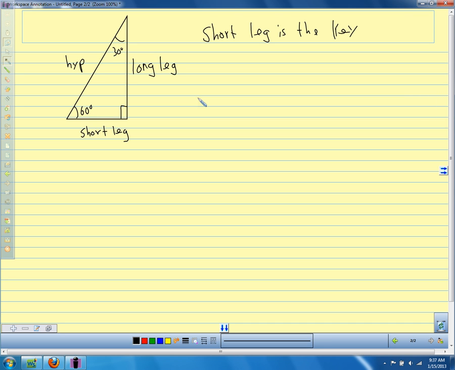Now if I write equations like we did yesterday, I would say that the hypotenuse equals 2 times the short leg. And the long leg is square root of 3 times the short leg. So that's really what we're saying. To find the hypotenuse, we multiply the short leg by 2. Find the long leg, we multiply the short leg by the square root of 3.